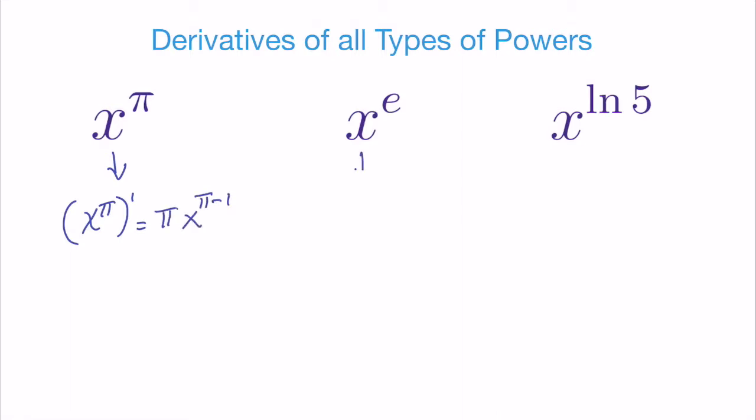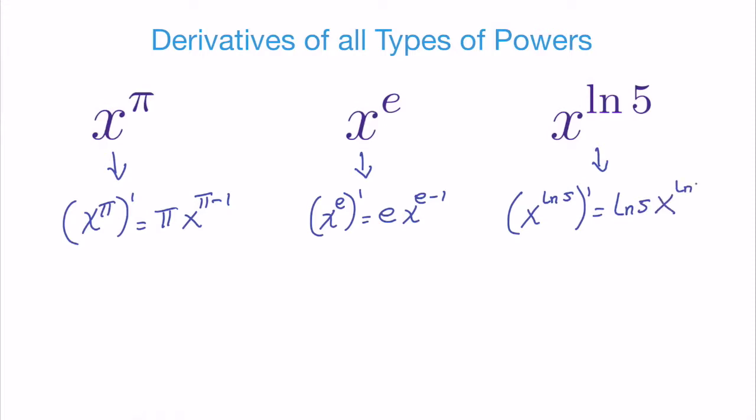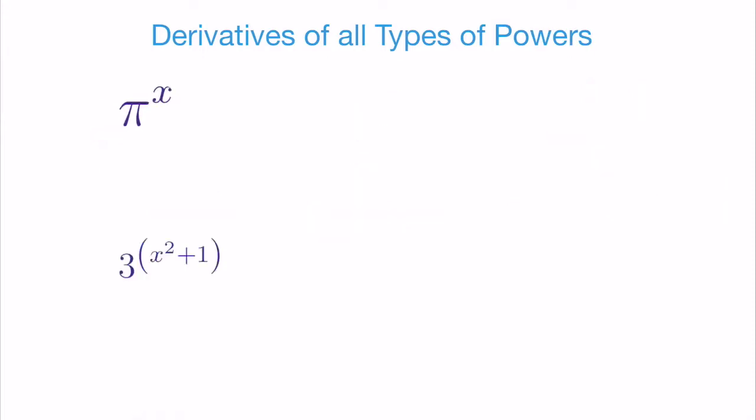And that's it. The other one is again the same type because e is just a number. So to derive, we just bring e to the front and subtract 1 from the exponent. And the same for x to the ln 5. You want to derive x to the ln 5. You bring ln 5 to the front and subtract 1 from the exponent. Easy.